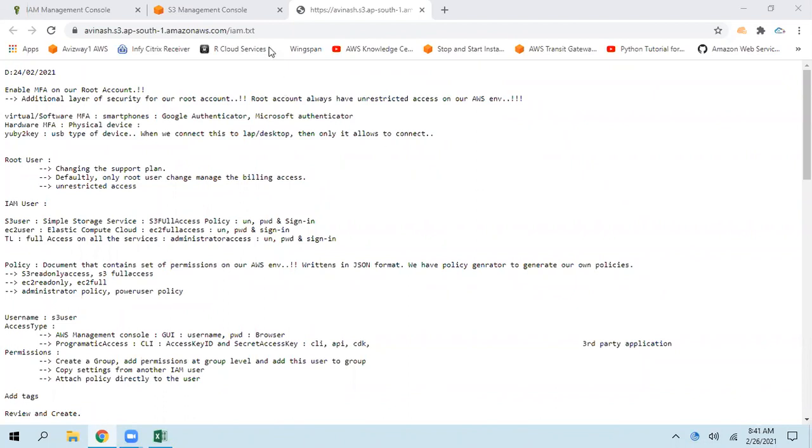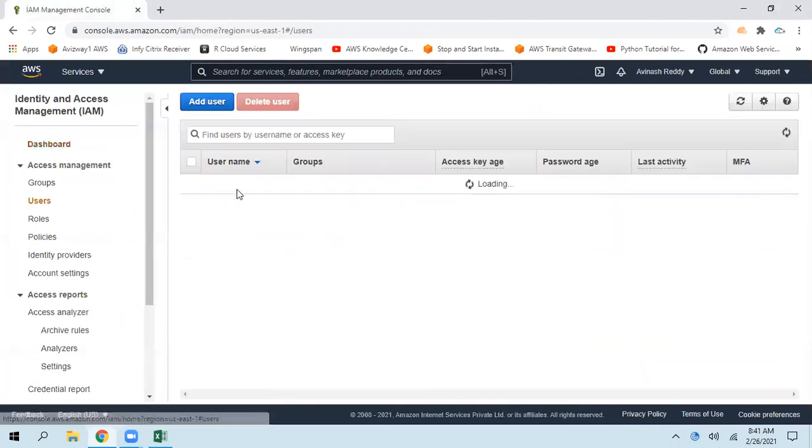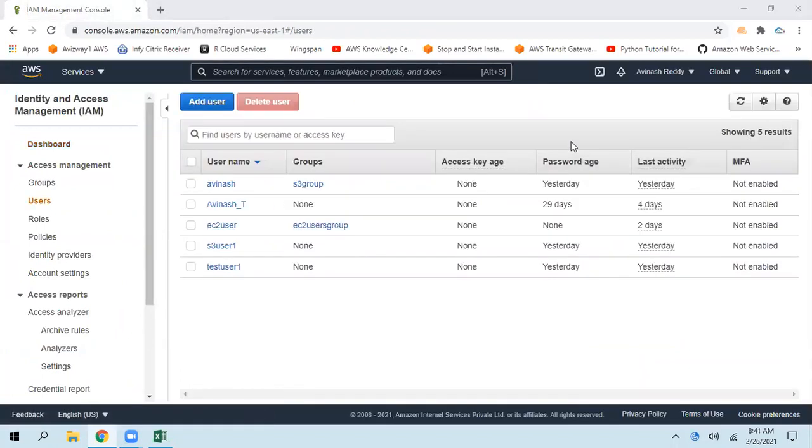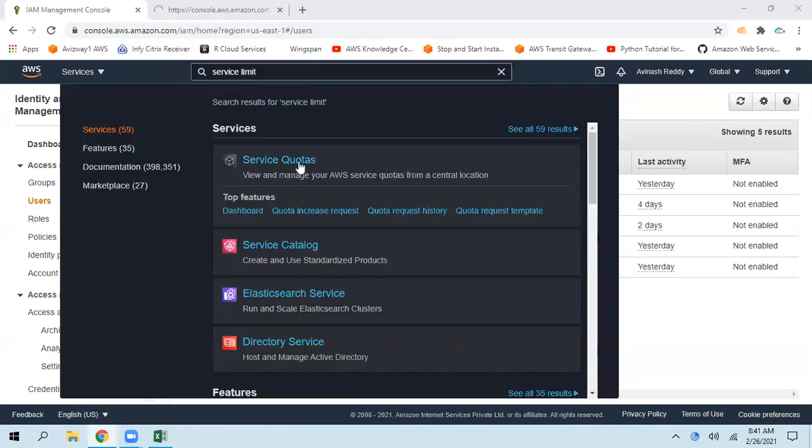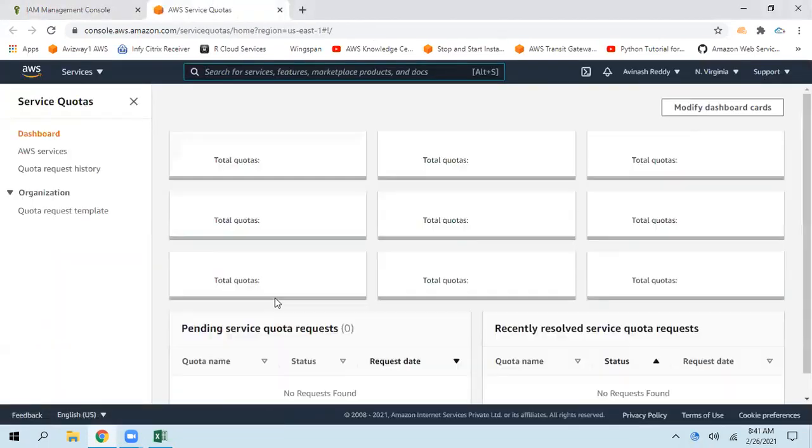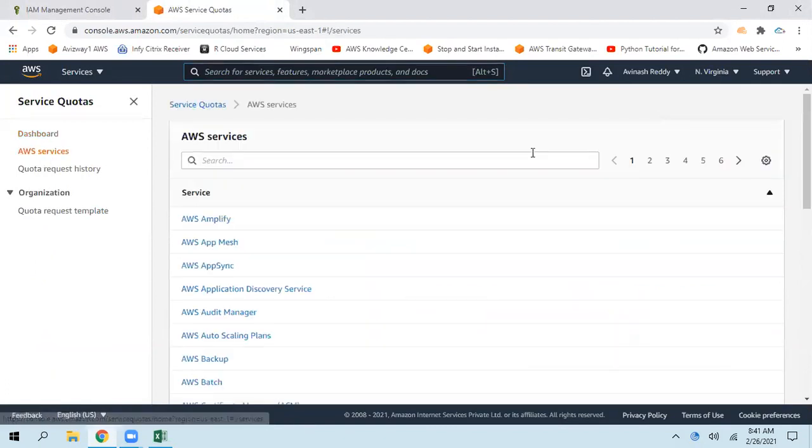Any more questions before closing the session, guys? One point, like the limits for this. We can create 5,000 IAM users and all. So we have a dashboard, the service quotas dashboard. Just look for service quotas, go here, and pick the IAM service.